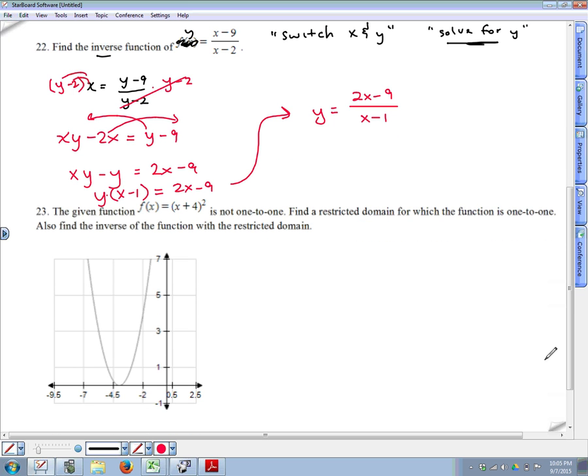Okay, question 23. Part of lesson 2.8 was functions that are one-to-one. Now this function here, f, is a function because it passes the vertical line test. But to test whether a function is one-to-one, you can perform the horizontal line test. If you drew horizontal lines through the graph and it crosses more than once, it fails the horizontal line test. So it is not a one-to-one function.